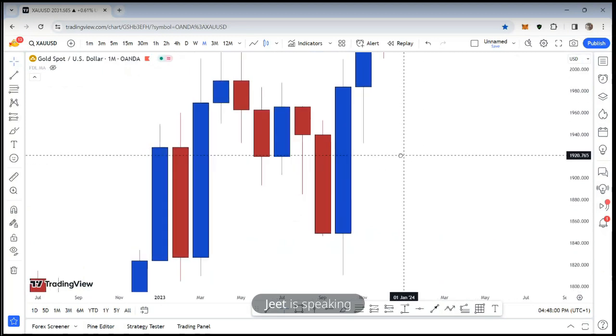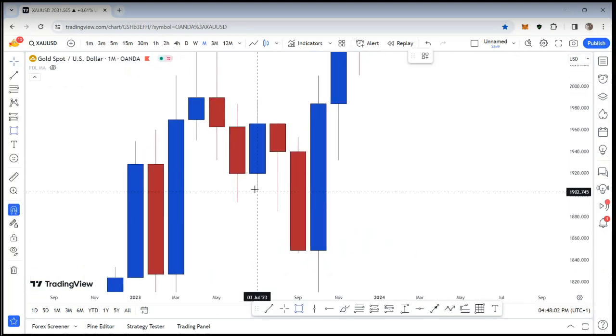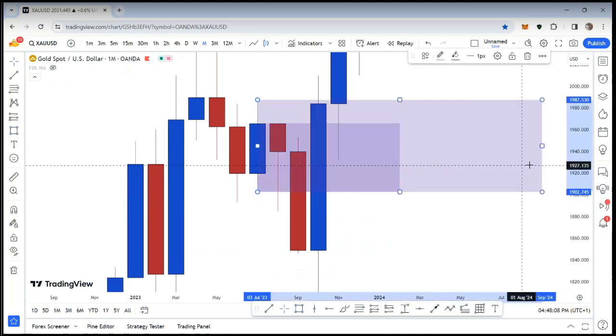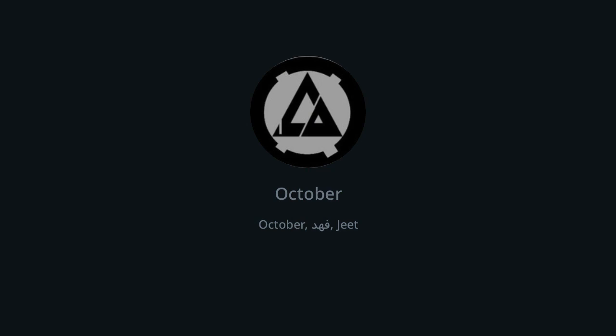Okay. Now look at this. This was a monthly break of structure. If we had waited for this, hold on a sec, guys. My dog is kind of misbehaving or something. Hold on a sec, guys.